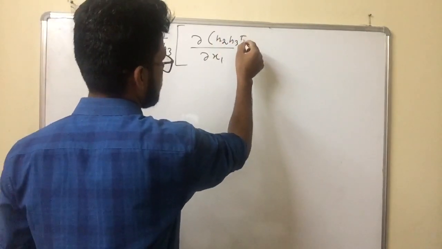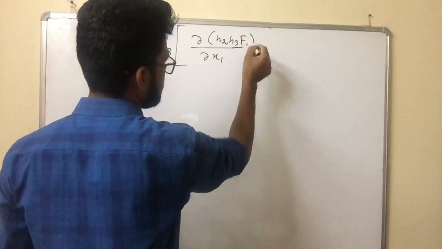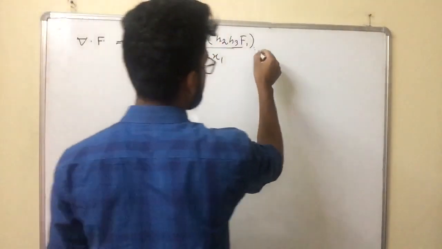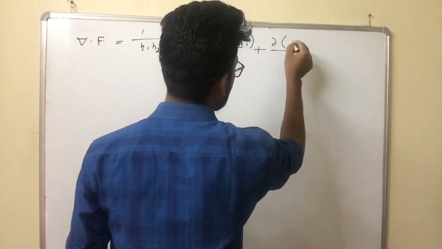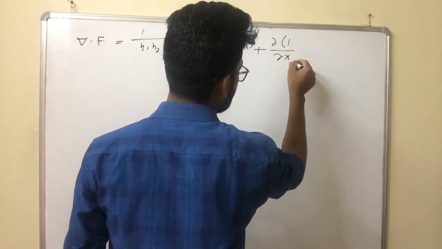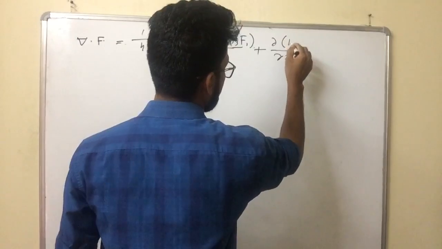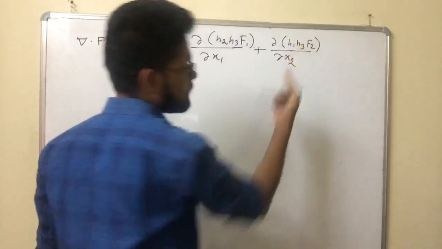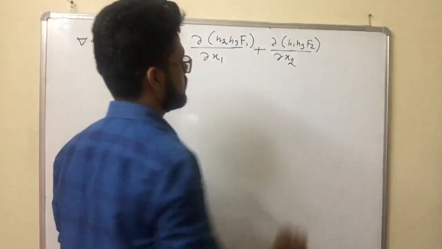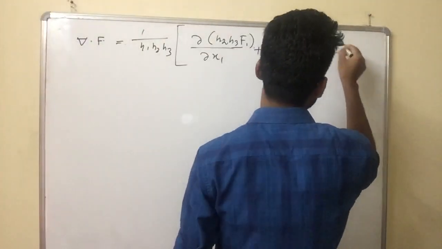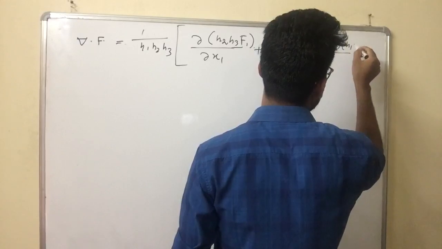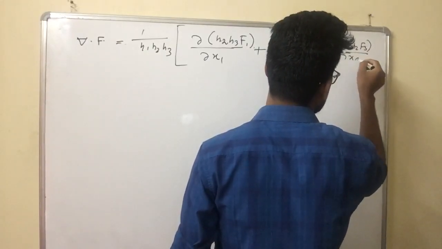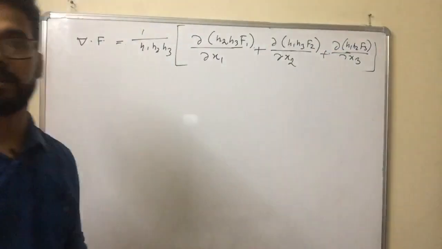only h2 and h3, with f1. Is it okay? h1 is missing here. Next, whenever I write f2, h1 and h3 are there, with f2, so h2 is missing. Simple. And then d of h1 h2 F3 by dx3. This is the simple general equation.